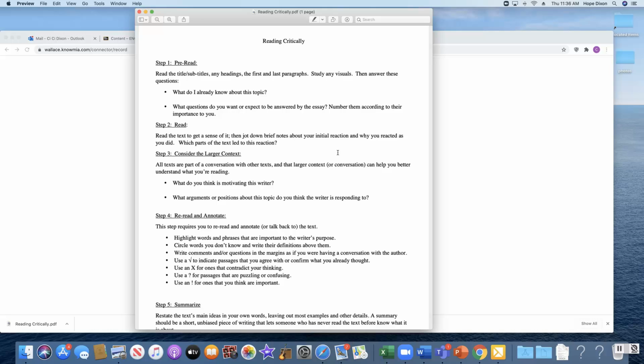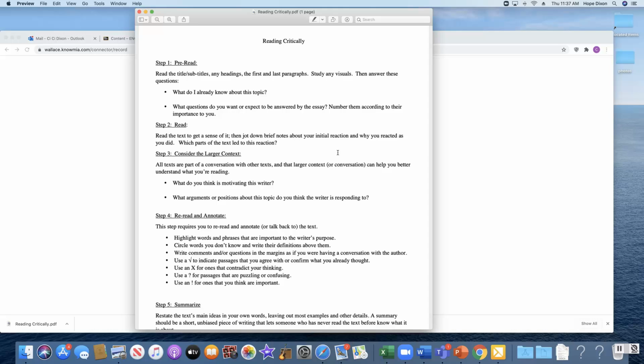But just some sort of initial engagement with the text, okay? Then look and see if you can figure out what the larger context is. So in other words, is this author engaging in some ongoing conversation? And what is it? What do you think is motivating this author, the writer? That's a good thing to think about. What's this writer's perspective? Is there any clue in the article of what's motivating the writer?